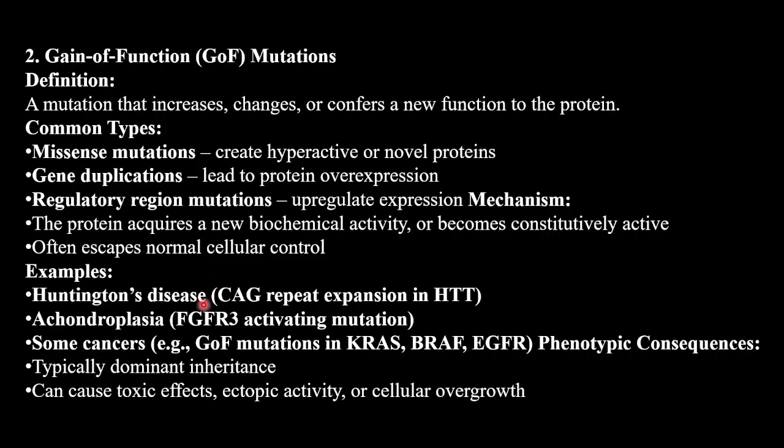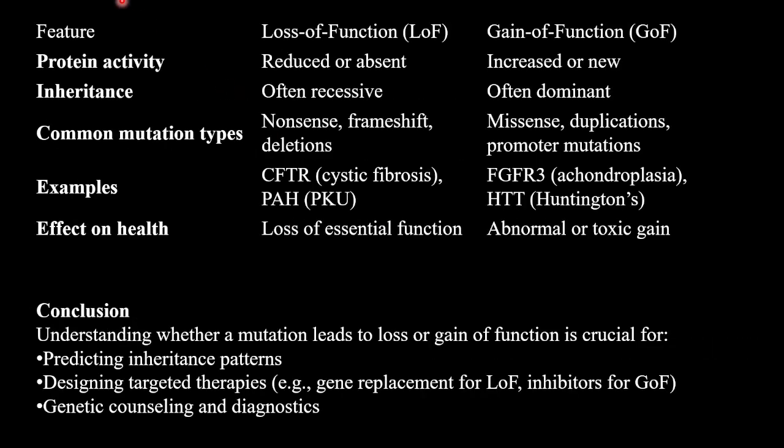For example, CAG repeats should be 50, but if it is 500, that gives this particular disease. If there is a mutation in these kinds of genes and they are overly expressed, they lead to cancer. So that is again the toxic behavior. If you differentiate between loss of function and gain of function, protein activity is lost in loss of function, and is increased or a new activity is gained in gain of function. Inheritance is often recessive in loss of function, and often dominant in gain of function.